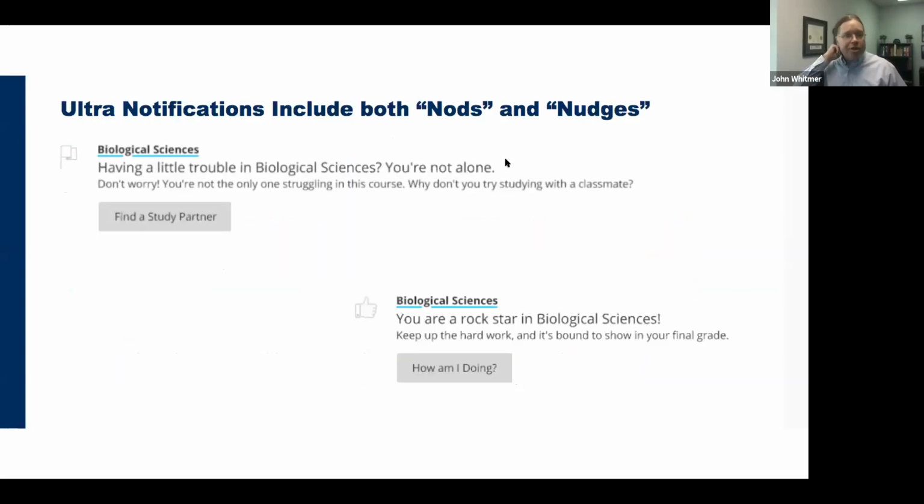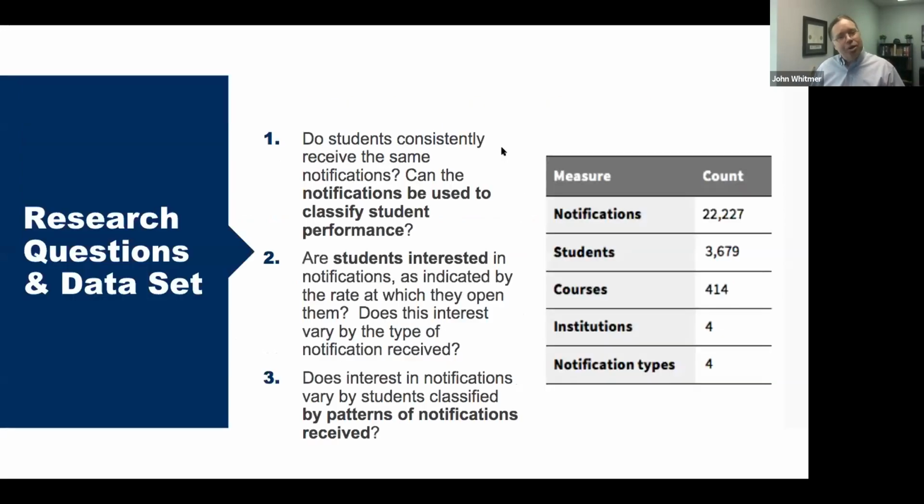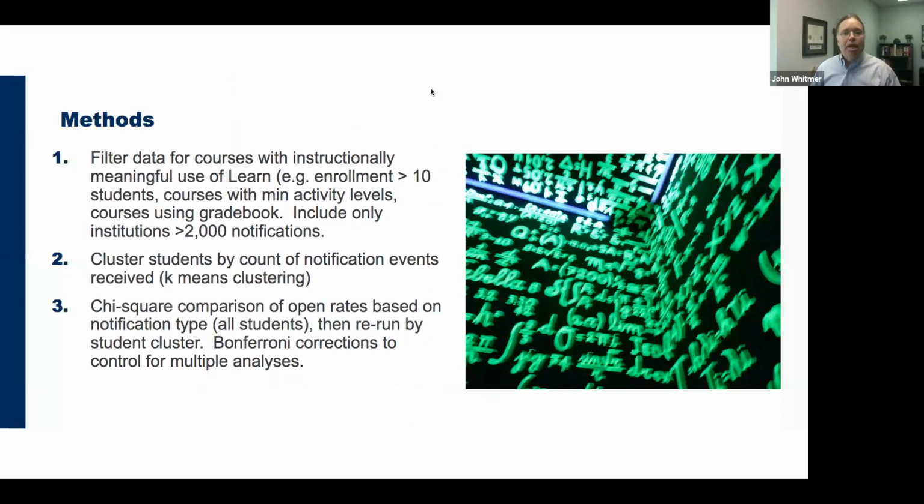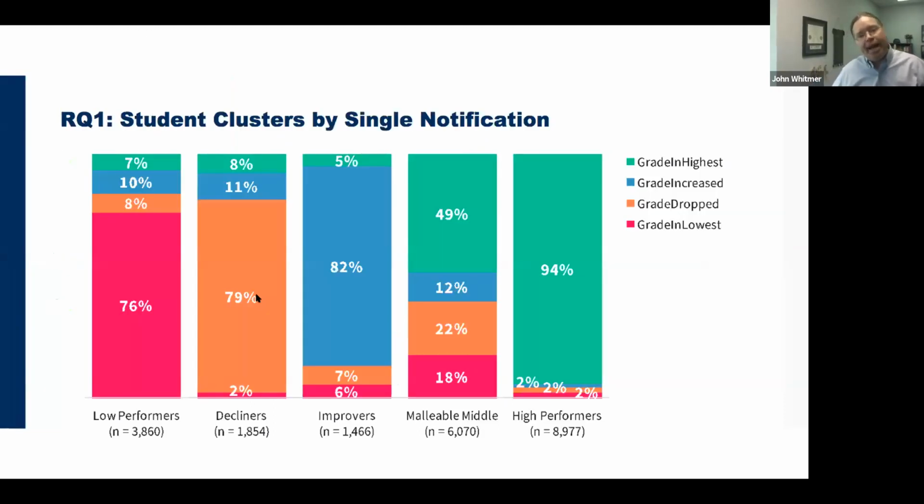These notifications included nods and nudges. So nods to say you're doing a good job, or nudges to do something different. We deployed this within the software and then had analytics to study the way it was used. You can see the research questions here. What we really wanted to know, the basic question, was, were students interested? Would they use these? And then would it make a difference in their learning outcomes? And I'm just going to show a couple of things here: we had 5 clusters of students from low performers. This was all notifications based on grade; notifications based on activity did not trigger.